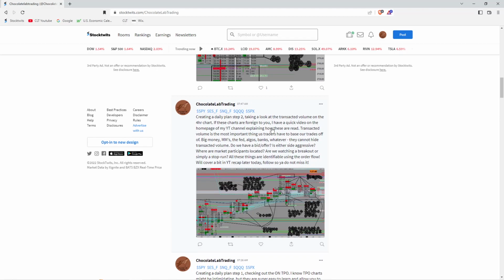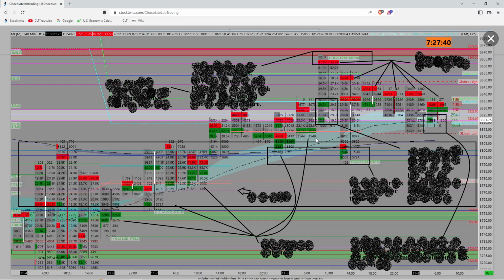So creating a daily plan, step 2, taking a look at the transacted volume on the 4-hour charts. If these charts are foreign to you, I have pinned to the home of the YouTube page a quick video on how these are constructed and what these numbers mean. But essentially, we're looking at the transacted volume. Green is buying imbalances, red is selling imbalances.